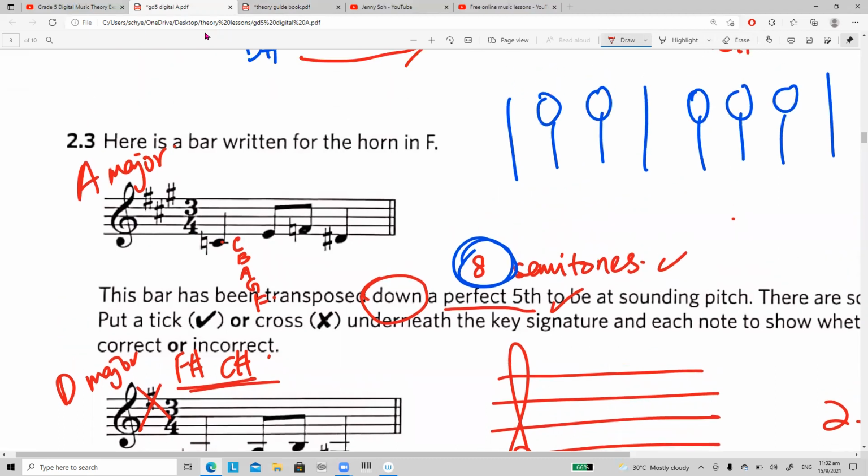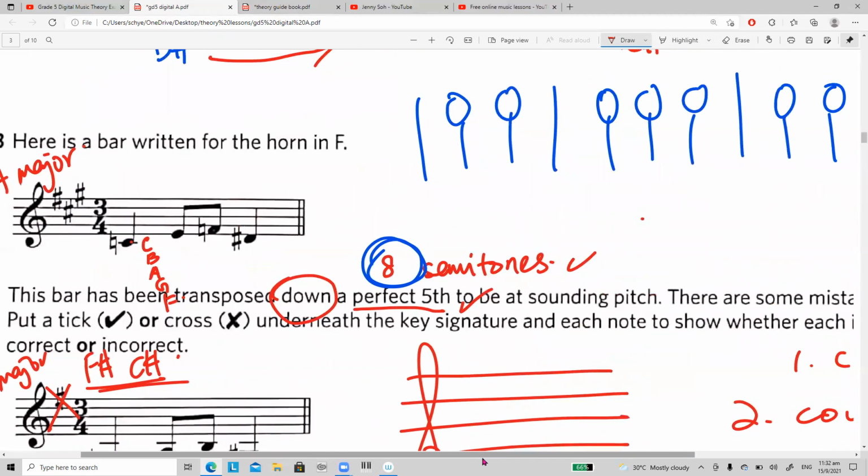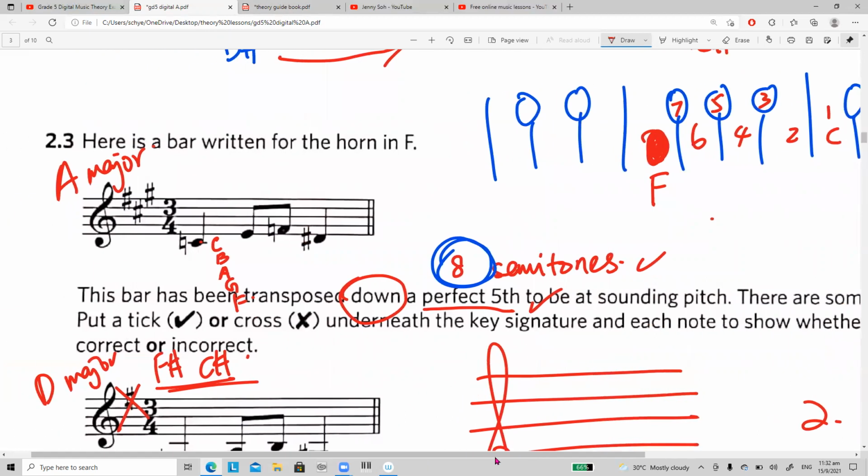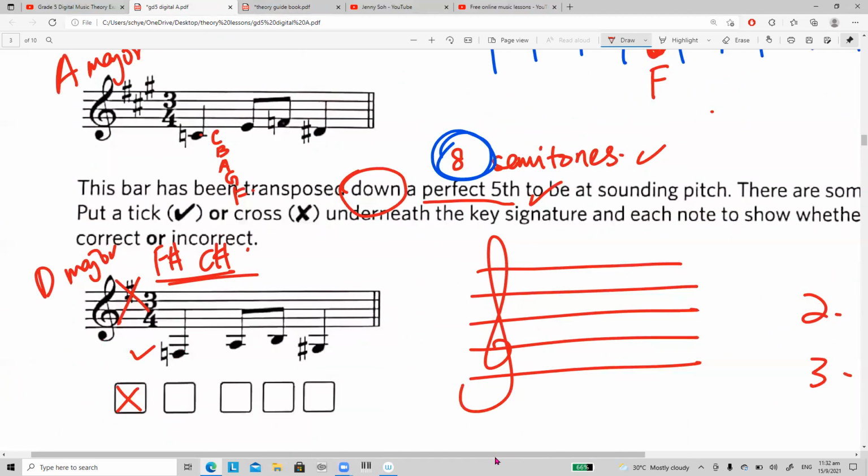So from C, you count 8 semitones. So C is here. So 1, 2, 3, 4, 5, 6, 7, 8. So after 8 semitones, the note is landing on F. Okay, so over here they put F natural. So it matches with what you have found. So this is correct. Okay, let's look at the next one.